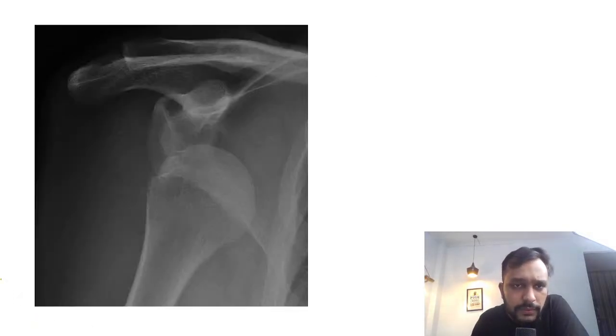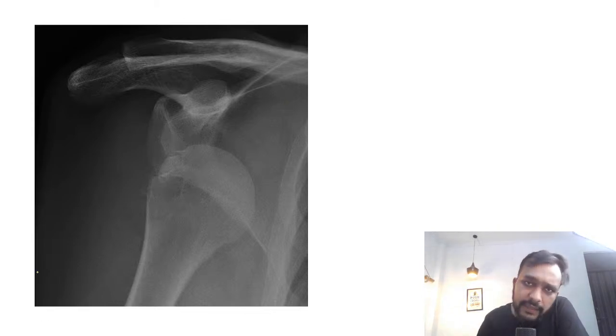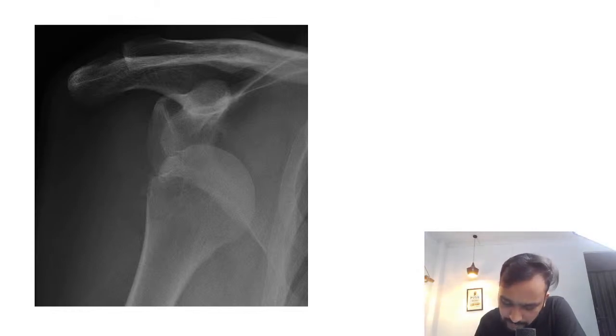Now moving to another x-ray. Again, this is an x-ray of the shoulder joint. What are your observations for this x-ray of the shoulder joint? Anyone guys, very simple question. Can you find any abnormality within this x-ray of the shoulder joint?